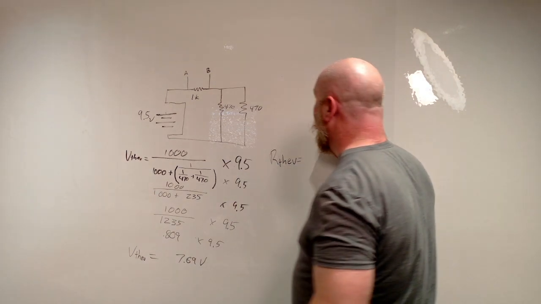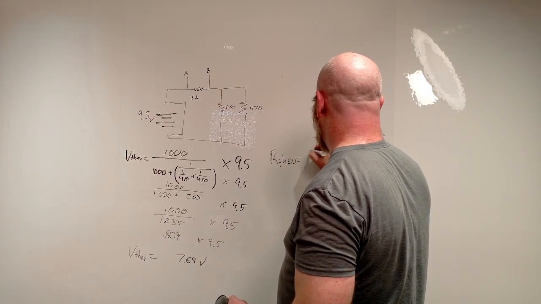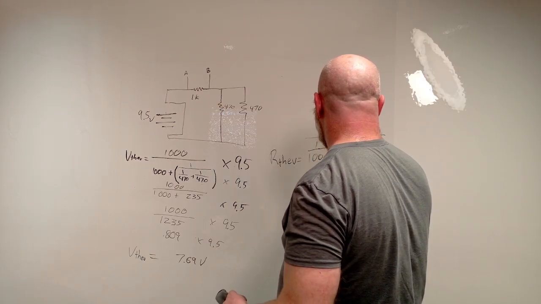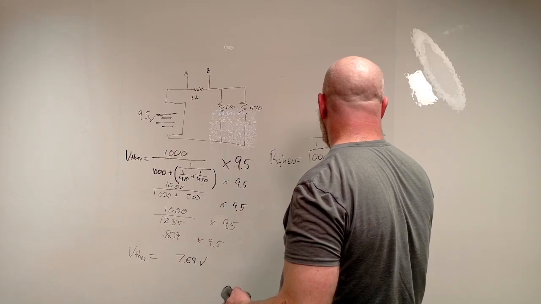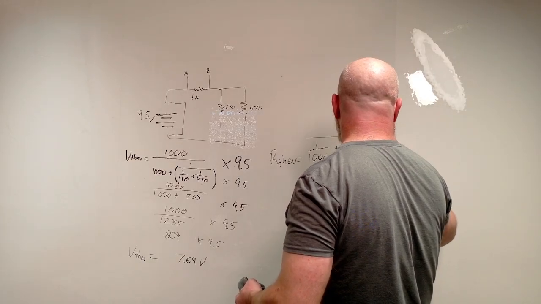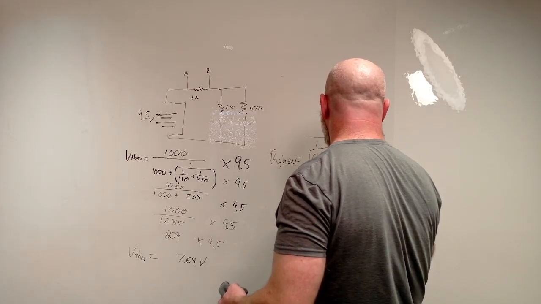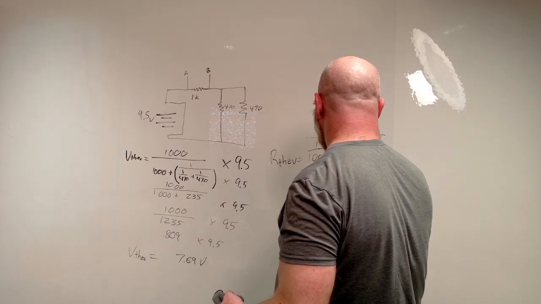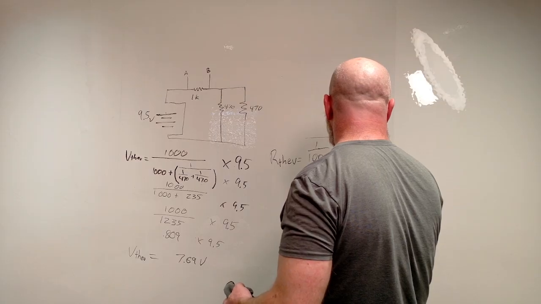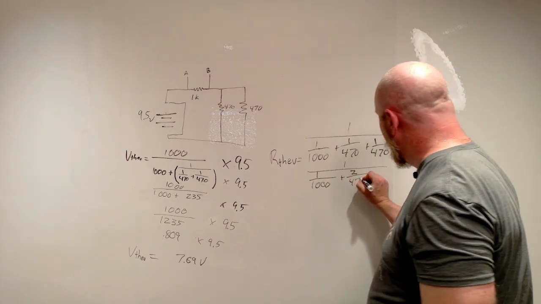So our RThev is going to equal 1 over 1000 plus 1 over 470 plus 1 over 470. And we already know that that is 1 over 1000 plus 2 over 470, just combining those two together there.